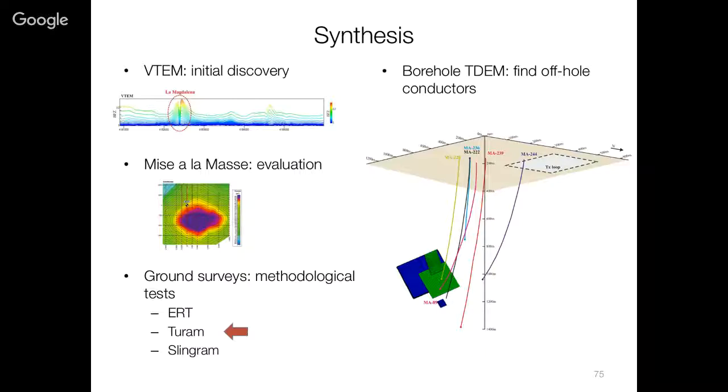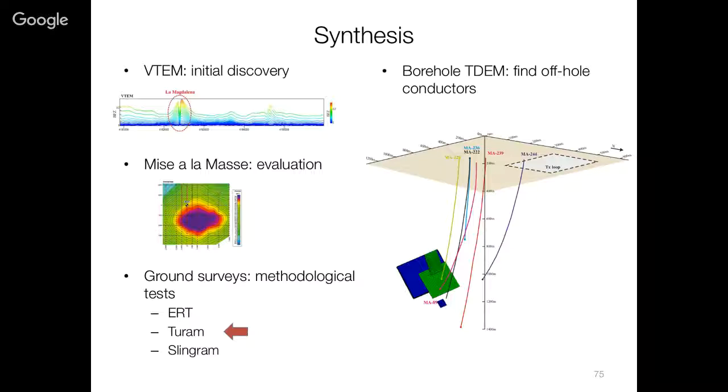So VTEM was the initial discovery. Meso-Lamass was a little bit more in the evaluation phase. Methodological tests: ERT, TURAM, SLINGRAM. Both of these time domain systems were perhaps okay. They chose this. And so in the end, they end up putting surface loops like that, and then drilling down and hitting mineralized zones.